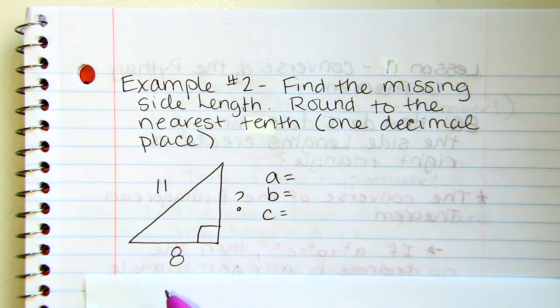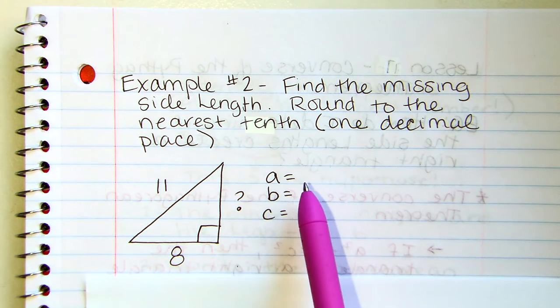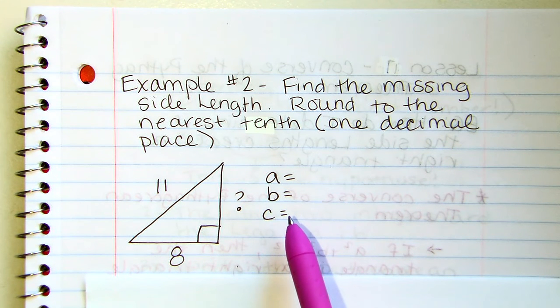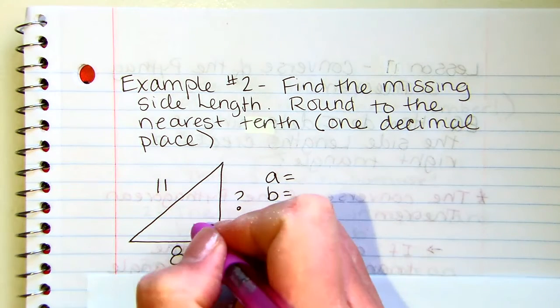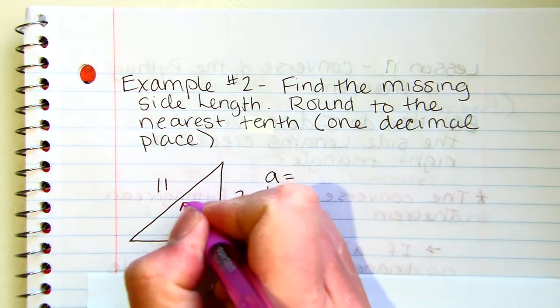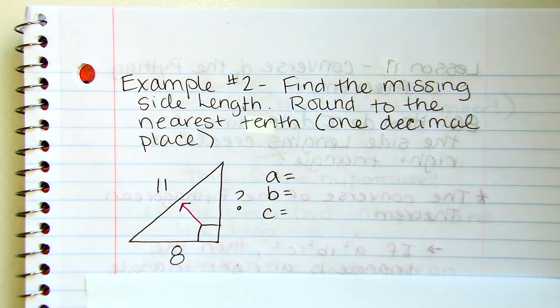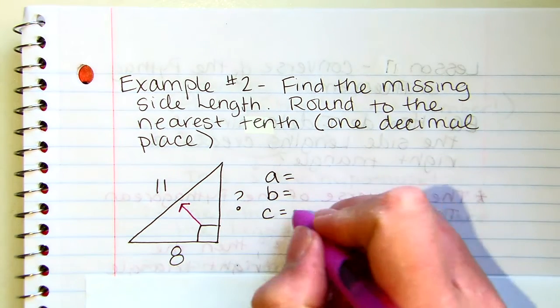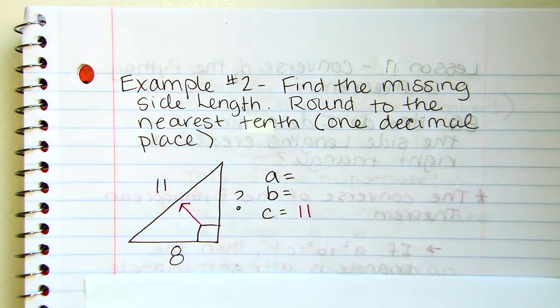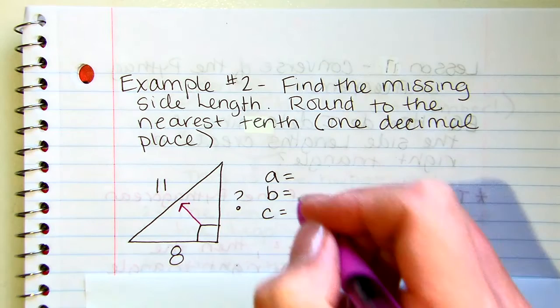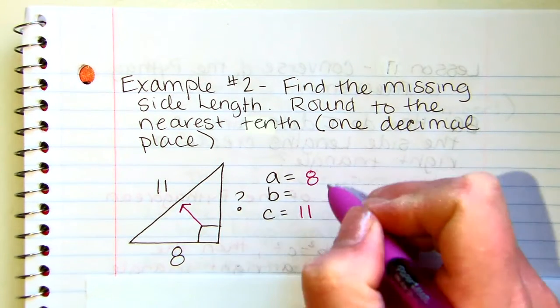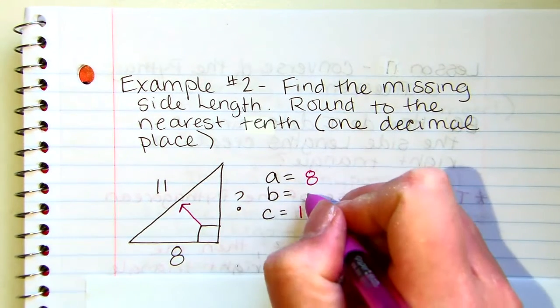Before I begin by identifying these components, we need to see which one is C. Which one is the letter C, Charlie? Always, the hypotenuse is opposite of that 90-degree angle. So C is 11. Now, the 8 can either be A or B. Because we see it first, I'm going to go ahead and put it as A. And our B, that's what we want to find.